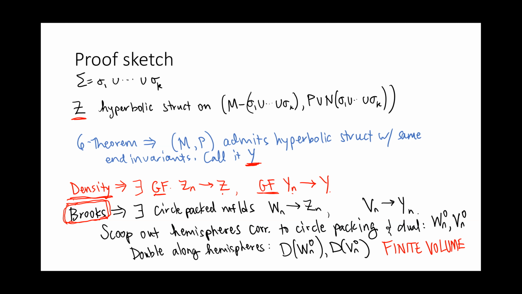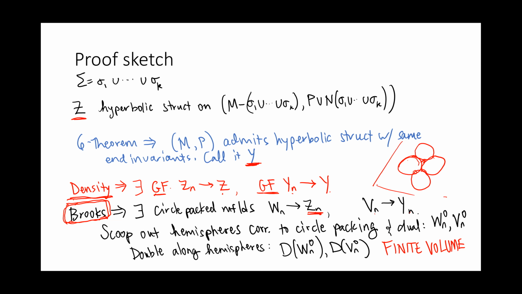So we're going to take these Z_n and we're going to take, for each one of them, I suppose I should do another subsequence here, but we're going to diagonalize in the end. So you get these manifolds W_n with circle packed boundaries converging to Z_n, and V_n with circle packed boundaries converging to Y_n. And recall, a circle packing is a collection of pairwise disjoint circles whose interstitial regions are triangles. They correspond on the boundary at infinity to hyperbolic planes.